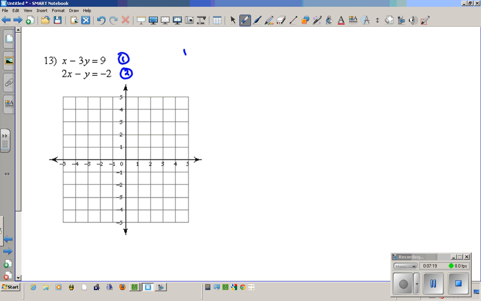Let's start with 1. So from 1, we have x minus 3y equals 9. So I want to get y by itself, right? So move the x first and then get rid of the -3. So how do you move the x? Subtract x from both sides. So you're going to end up with -3y equals -x plus 9. Now we're going to divide everything by -3 so y stands alone. Okay, so divide this by -3, divide that by -3, and divide that by -3.